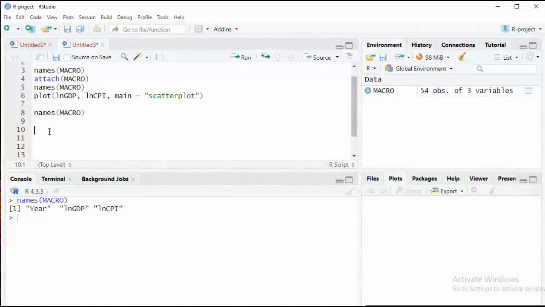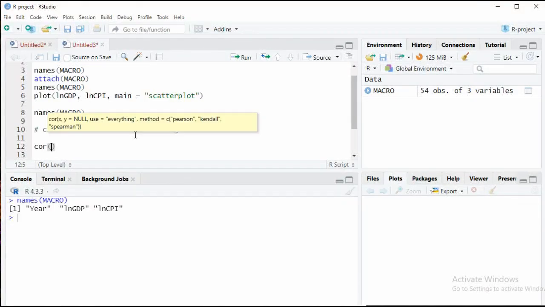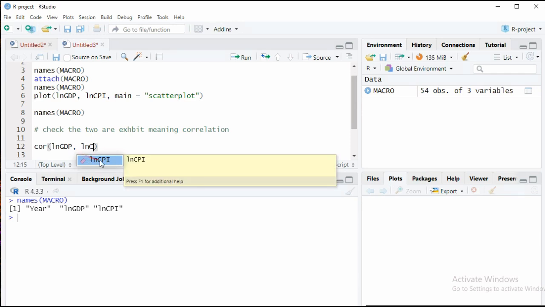Before we can start, we need to check whether the two variables exhibit meaningful correlation. And this can be done by using the Pearson's correlation coefficient using this command, that's cor. And then in the brackets, we mention both variables. The first variable is ln of gross domestic product, and the second one is the natural logarithm of consumer price index.